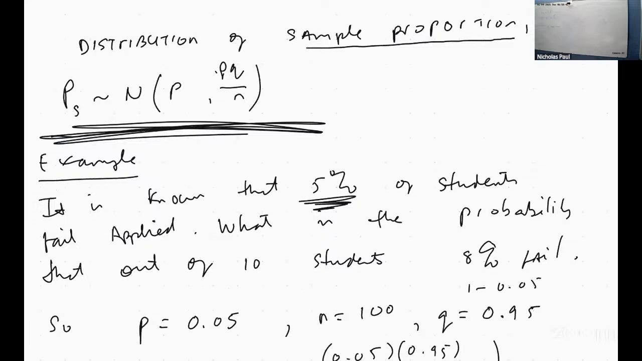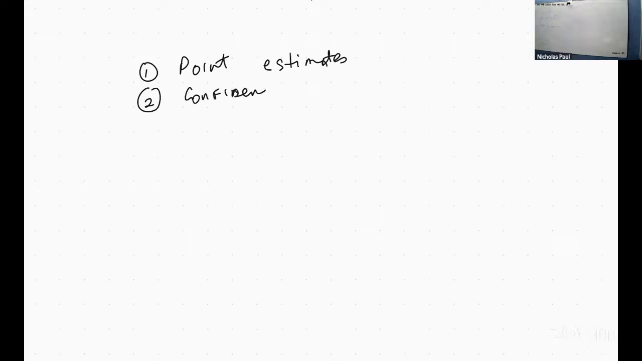Right? So in this section, number one, we're going to try to get point estimates. Point estimates is actually trying to get the value itself. The second thing we're going to do is try to get something called confidence intervals. And after we do confidence intervals, we're going to do something called hypothesis testing.